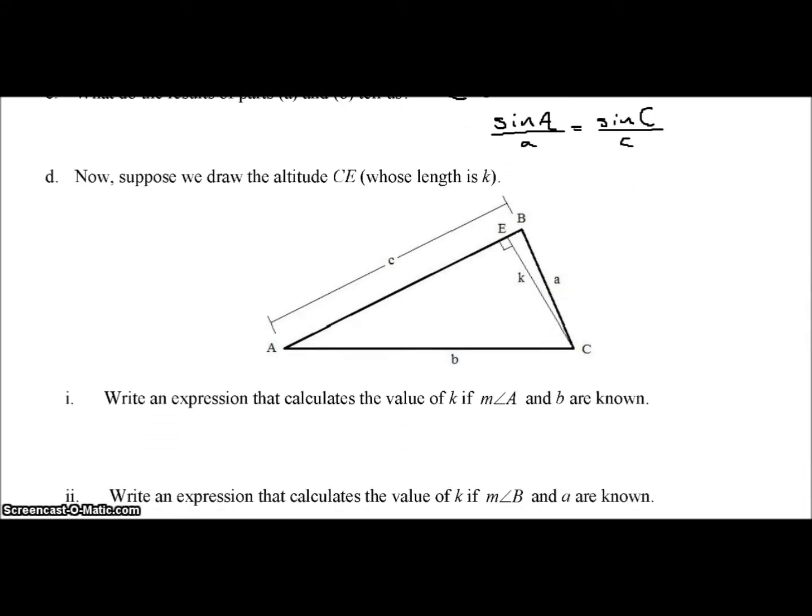Now suppose we draw the altitude CE whose length is k. Write an expression that calculates the value of k if the measure of angle A and B are known. So I'm thinking we'll again use sine of A. And what would that be? k over b. Since we're looking for the value of k, I'll just write it like this. b times sine of A equals k.